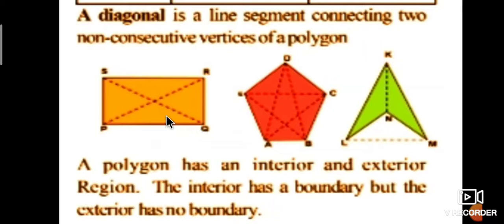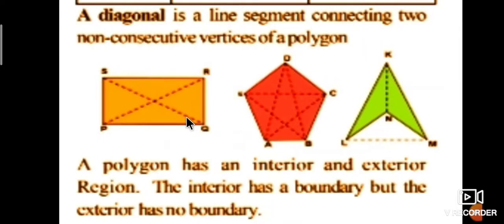Okay, so a diagonal is a line segment connecting two non-consecutive vertices of a polygon. Is it understood? A diagonal is a line segment connecting two non-consecutive vertices of a polygon. This is called a diagonal.